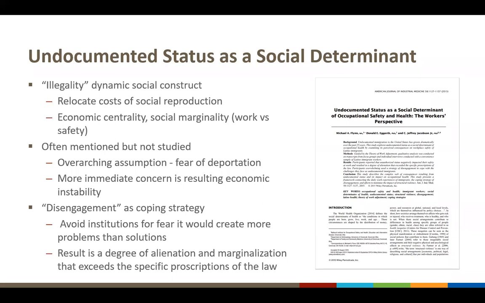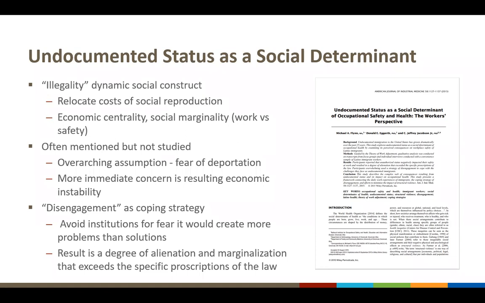And what we found in the literature is that while undocumented status is often mentioned as a reason for increased rates of occupational injury and illness, rarely is it studied. And the overarching assumption in the literature is that, well, the workers are simply afraid of deportation, and so they don't speak up. And while in our study, we found that fear of deportation was indeed an endemic concern among undocumented immigrants, right?